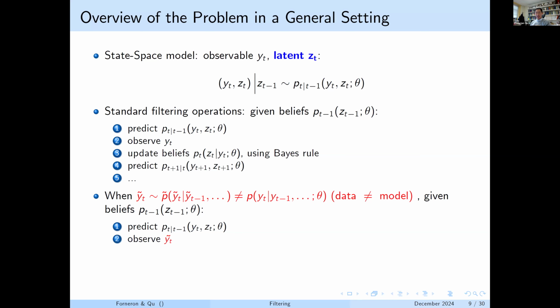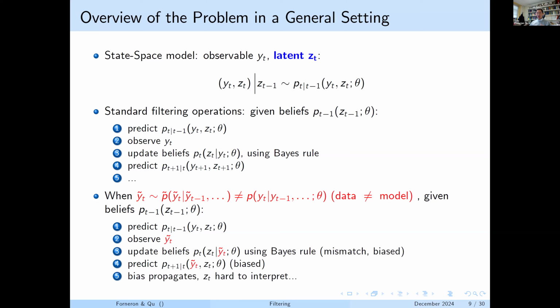But then we observe, instead of y_t, y_t tilde. Keep in mind that y_t tilde and y_t follow different dynamics. In the next step, we try to update our belief about the state vector, and we get a mismatch. The mismatch happens because y_t does not follow P, it follows P tilde. So in a sense, y_t tilde and P are not compatible with each other. Because of this mismatch, the Bayesian updating is biased, so our belief will be biased as a result.